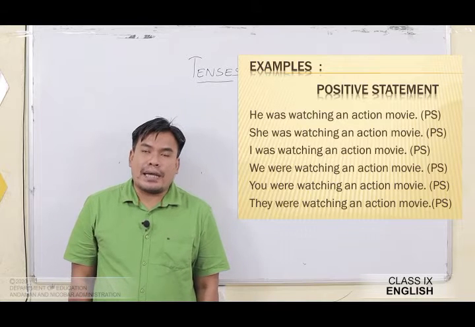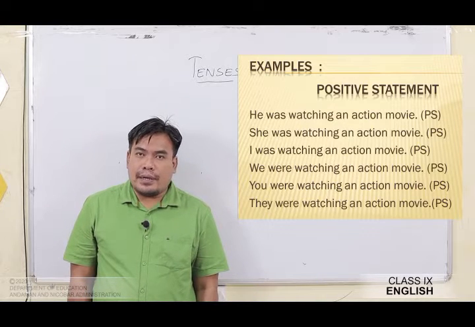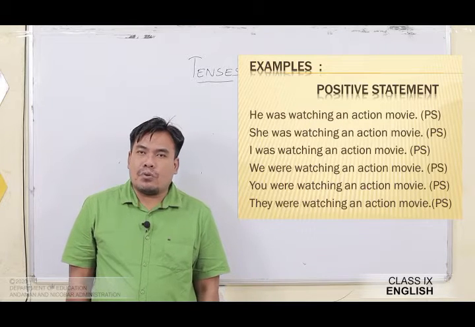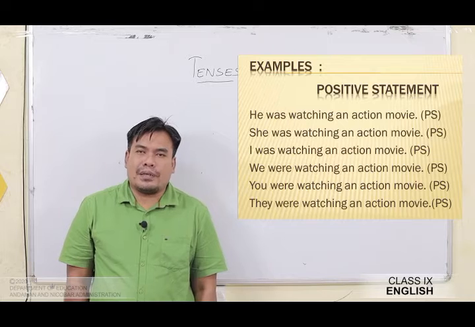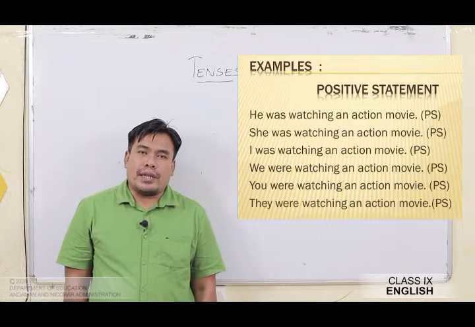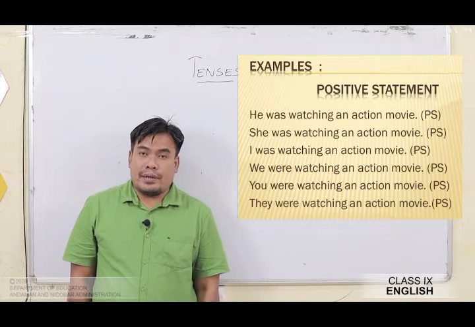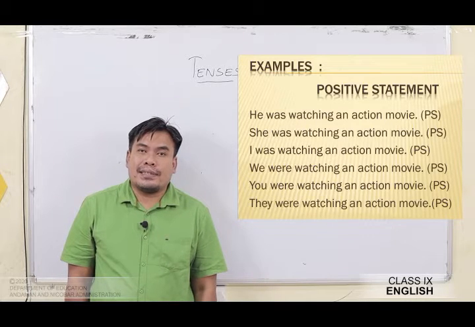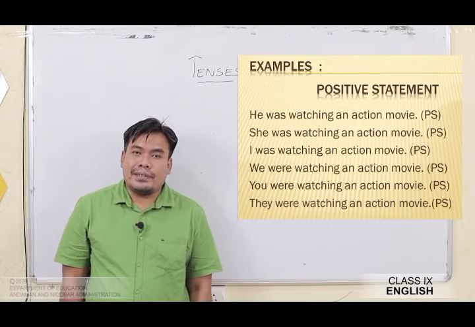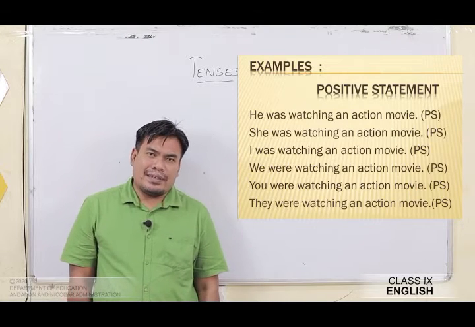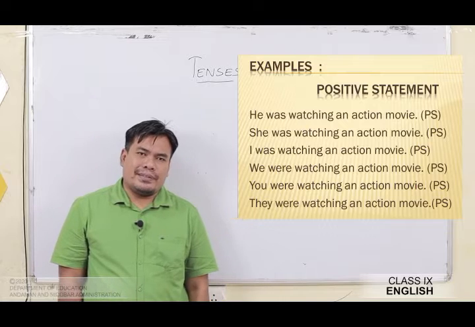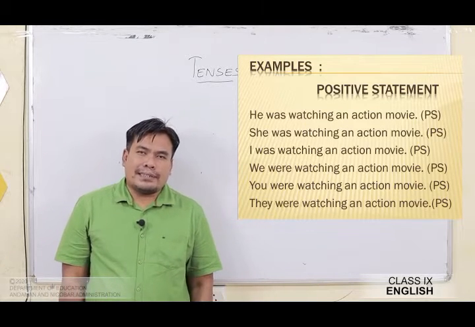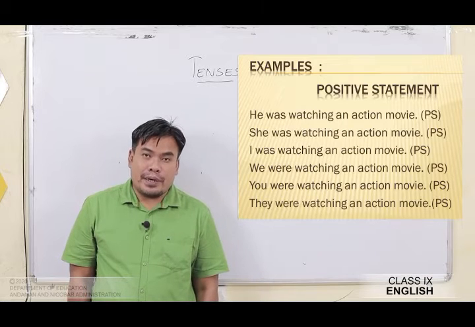Let's move on to the next example. We were watching an action movie. All of us together, we were watching an action movie. It happened in the past. Move on to the next one. You were watching an action movie. If you want to talk about someone else, then you could say like this: You were watching an action movie. I had seen you doing that. The next example: They were watching an action movie.